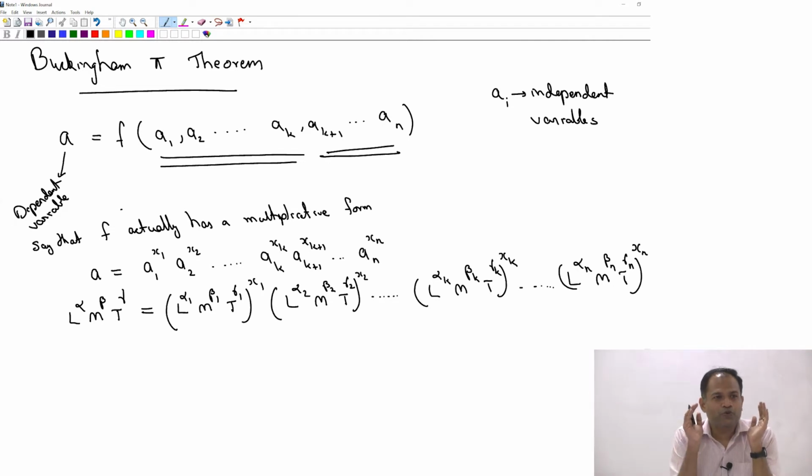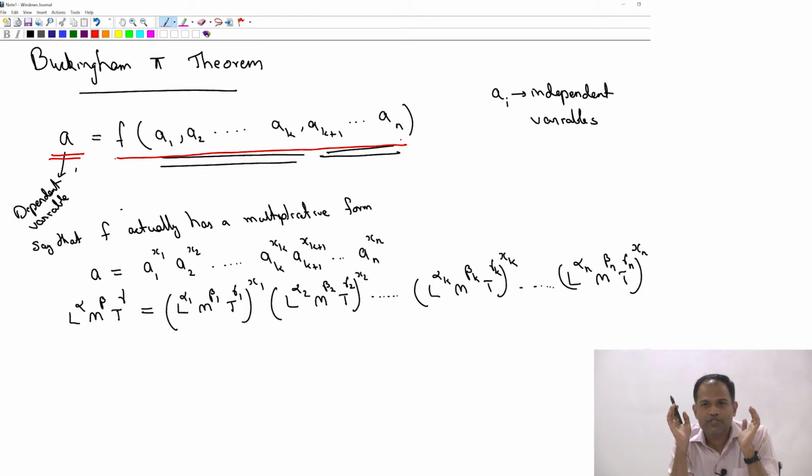So we are trying to prove the Buckingham pi theorem, and we want to do it in a general form. We don't want to take five independent variables, 3 dependent variables and so on. So I have taken a general function a, which is a function of a1, a2, etc. up to an. That's the form that I have considered. Now the first thing that I want to do is to find out how many dependent and how many independent variables I can select.